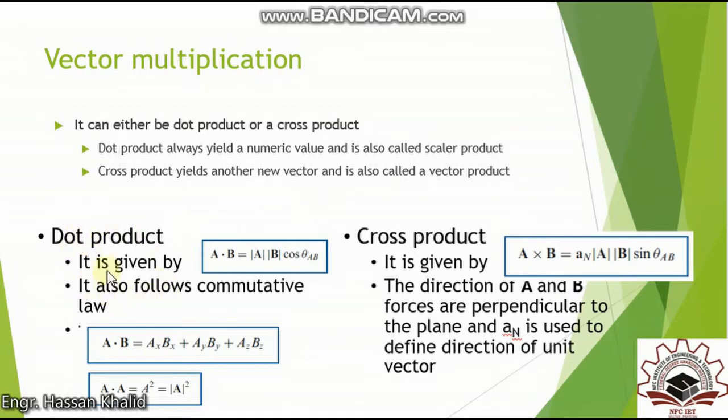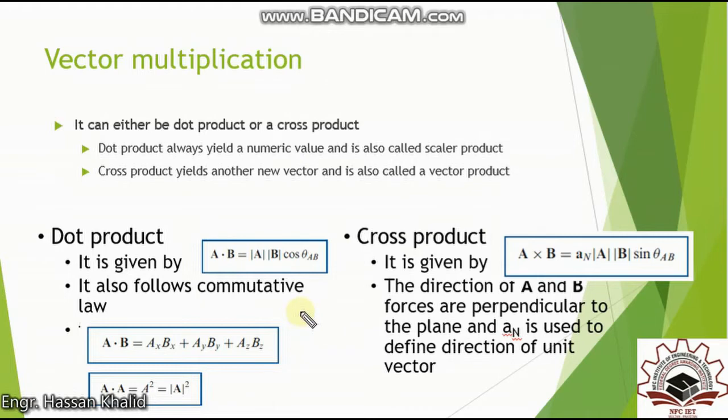Now let's consider the dot product. Let's have two vectors a and b, and their dot product is given by a dot b, which is equal to the magnitude of the vector a multiplied by the magnitude of the vector b and the cosine of the angle between these two vectors.